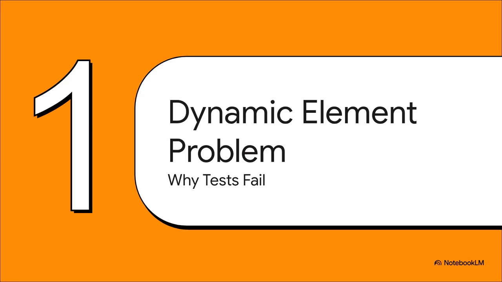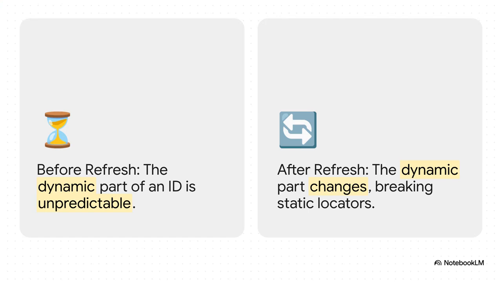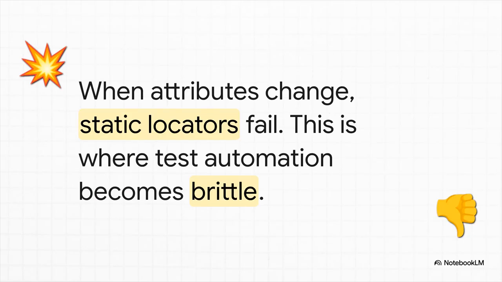This all comes down to what I like to call the dynamic element problem. It's the reason why so much test automation feels, well, super fragile. Okay, so check this out. Here's the problem in action. On the left, before you hit refresh, an element's ID might be something like user-7A3B-1. Then you reload the page and poof, it's user-9C2F-2. See what happened? The word user is still there, but that random string of numbers and letters, completely different. It's dynamic. So what does this mean? Well, if your locator is looking for that exact original ID, it's guaranteed to fail the second that page reloads. This right here is the weak link, the thing that makes our test suite so brittle.